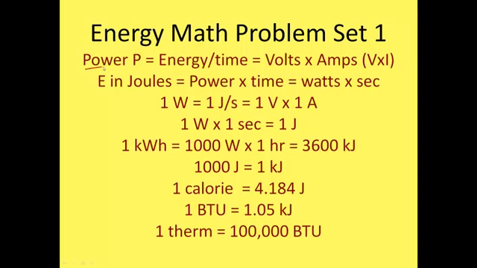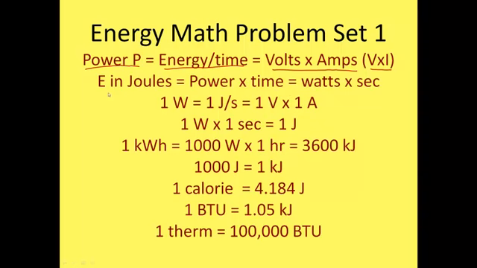Today we look at the power. P is equal to the energy times time is equal to volts times amps. And this is from electricity, otherwise known as V times I, the voltage times the current in amps.